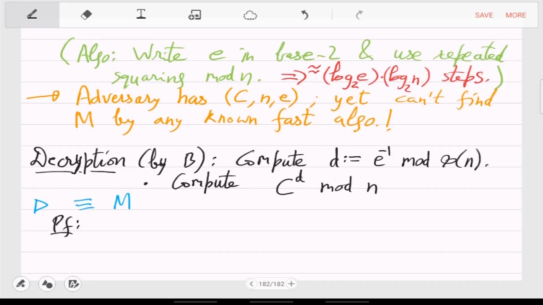So all we have to now check is this C raised to D thing. So C raised to D is m raised to ed. What is ed? 1 plus k phi n.